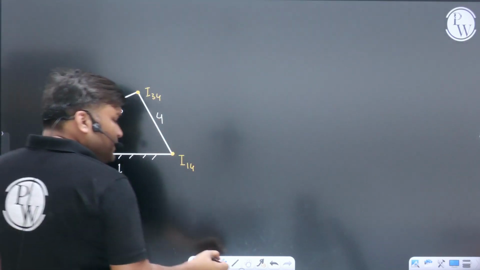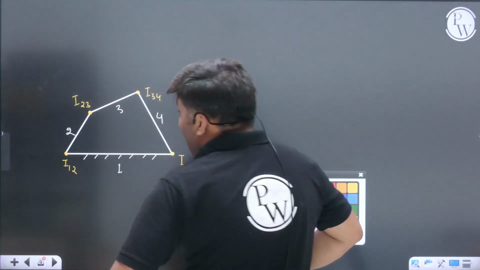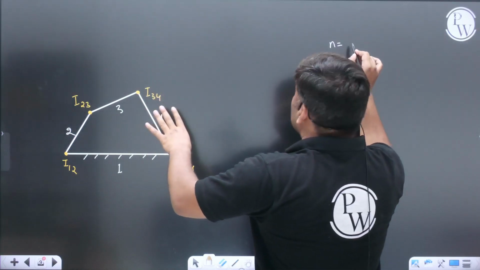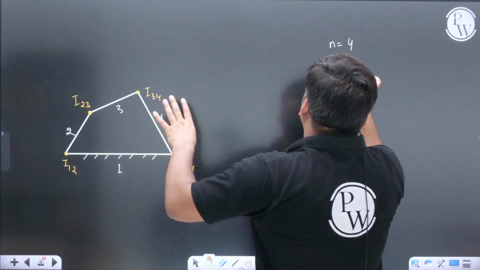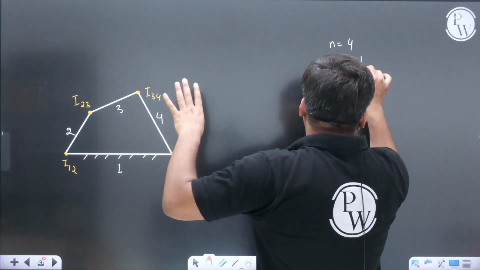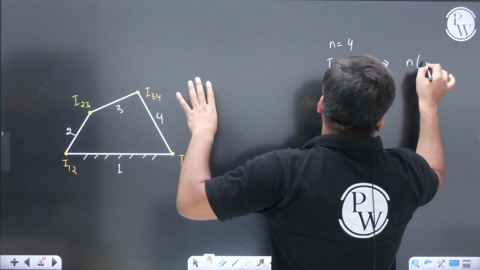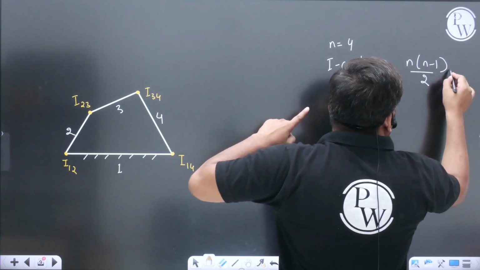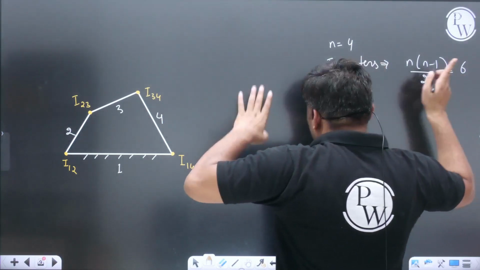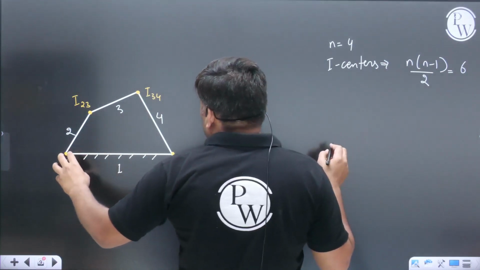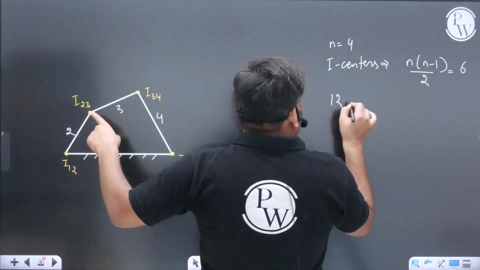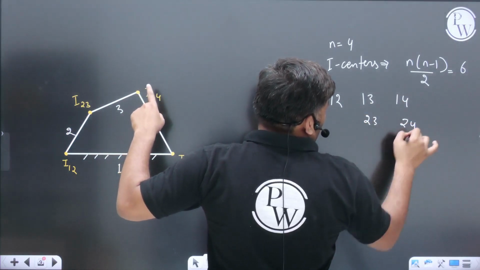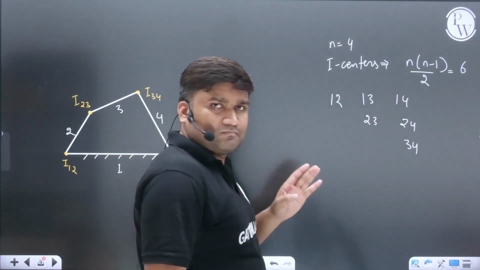These four instantaneous centers you have calculated. Somebody tell me, how many instantaneous centers are going to be there? The number of links is 4. So the number of instantaneous centers will be N into N minus 1 divided by 2, that is 4 into 4 minus 1 divided by 2. Sir, this comes out to be 6. Total 6 instantaneous centers are going to be there. What are they? Sir, 1 2, 1 3, 1 4, 2 3, 2 4, and 3 4. These are the instantaneous centers.